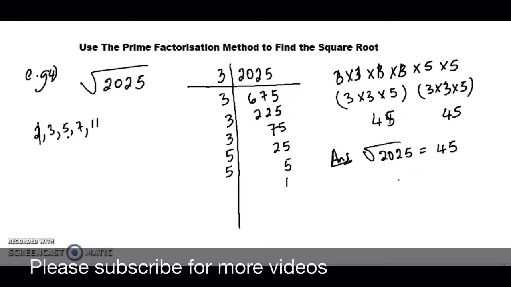This method is used when you are required to show the working out, but if you are not, you can simply use the square root function on your calculator to get the answer. But if you're asked to use the prime factorization method, this is the method that they're talking about.